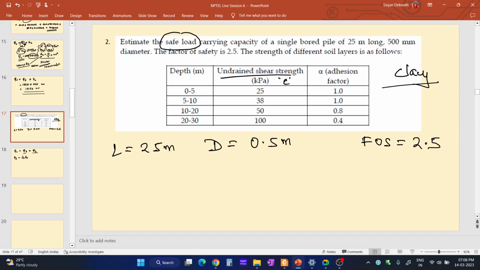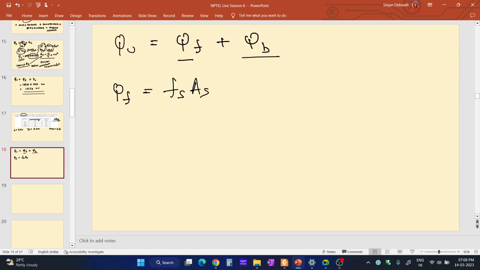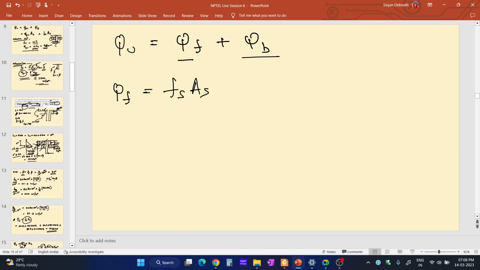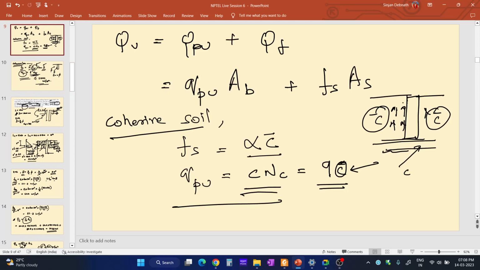See, these values are also C. Let me just solve it. QF is equal to Fs into As. Let me check the formula for the cohesive soil. The formula of Fs, that is the unit skin friction resistance, is alpha into C dash, and QPU, that is the unit end bearing resistance, is 9 into C. This C is the cohesion at the base of the pile, and this C is along the length of the pile.